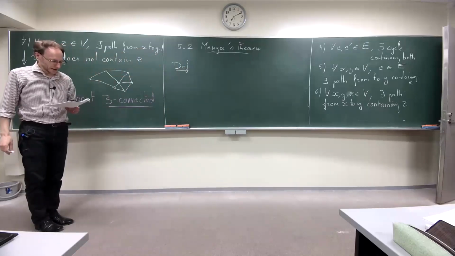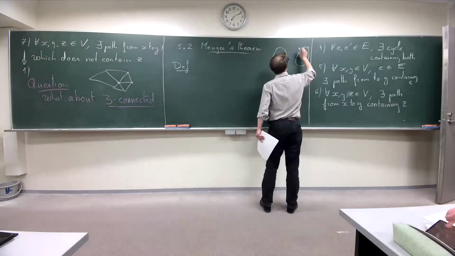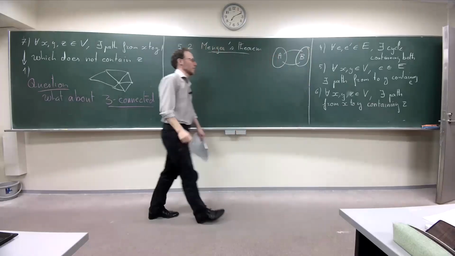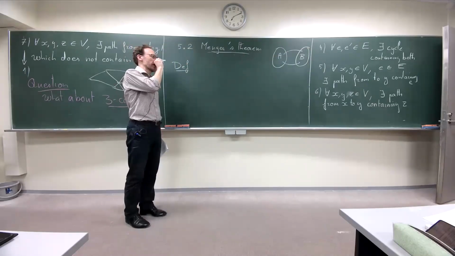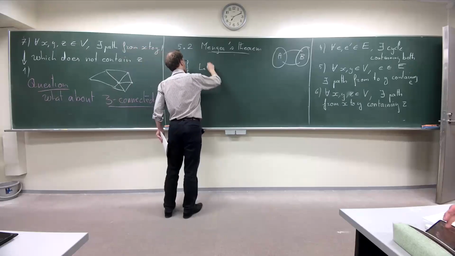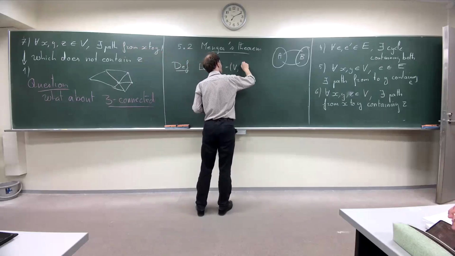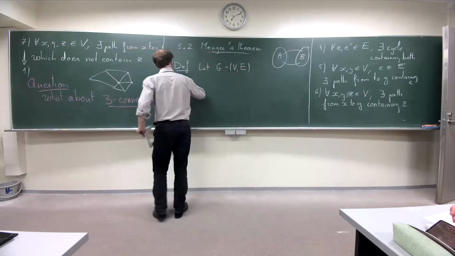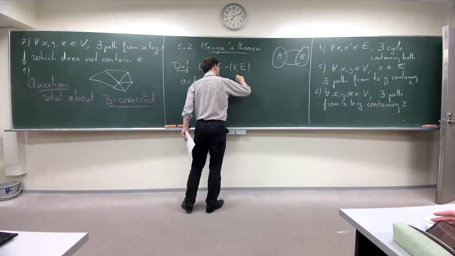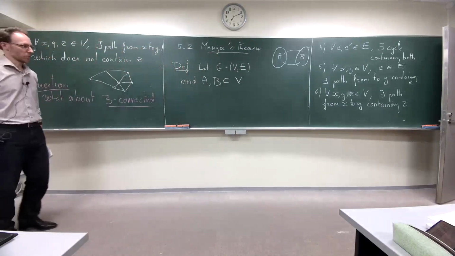So first, I need to define what are paths between A and B. Because so far I just considered a path from X to Y. I want something more general. So let G = (V, E) be a graph, and I consider A and B two subsets of V. So two subsets of vertices. Okay.